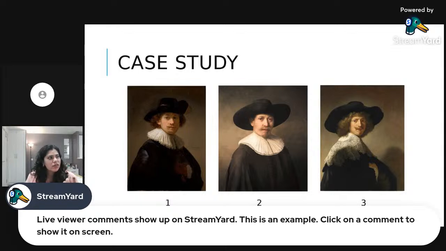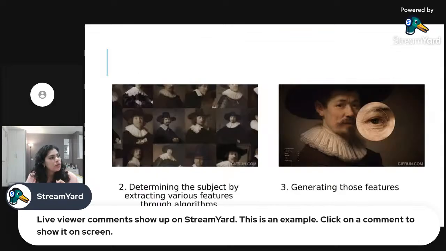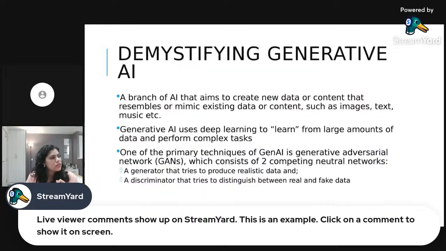One. How many of you think number one is AI generated, or how many of you think number two is AI generated? Just to let you all know, number two, the one which you see in the middle, is generated by AI, and the other two, number one and number three, are original Rembrandt paintings. The reason I'm talking about this certain instance is to give you an idea about what generative AI can do.